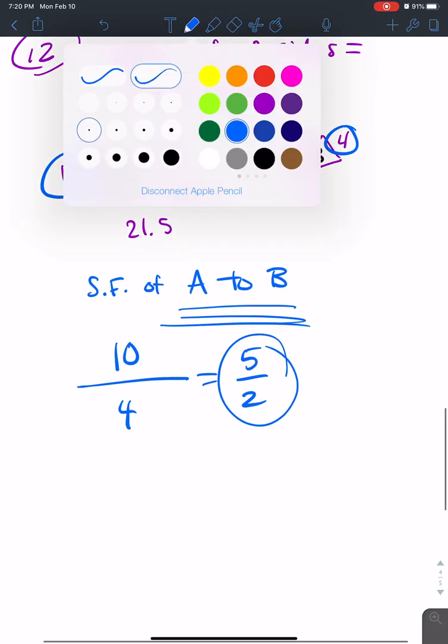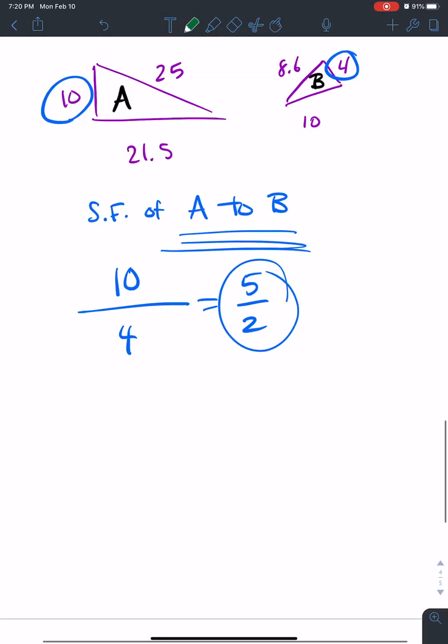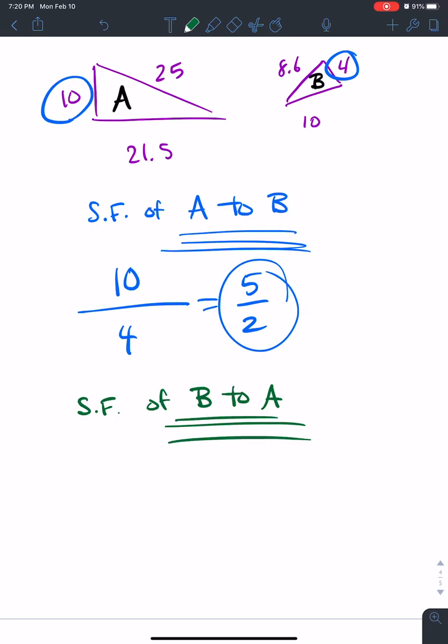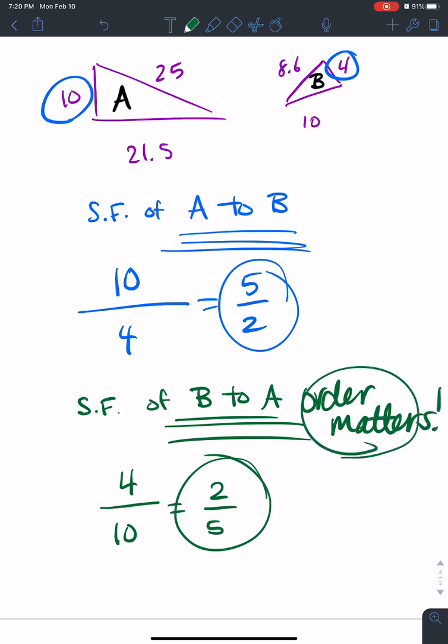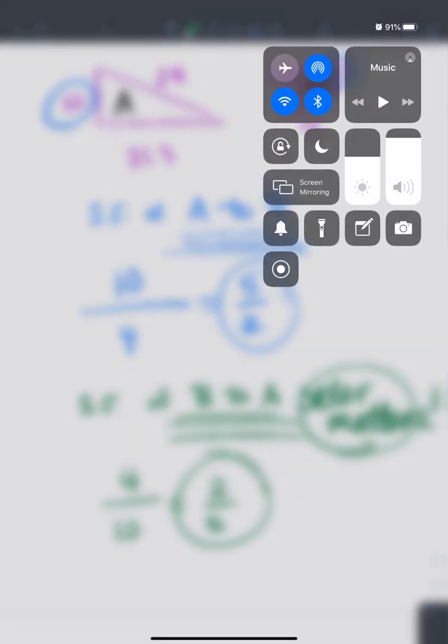But Miss Coffee, that's what I put and I got it wrong. Well, your question then said, what is the scale factor of B to A? If it said B to A, guess what you had to do? B over A, which is 2/5. So the order matters when you're doing the scale factor. Read the question and it will tell you what order to do it in. Okay, that's all. Bye now.